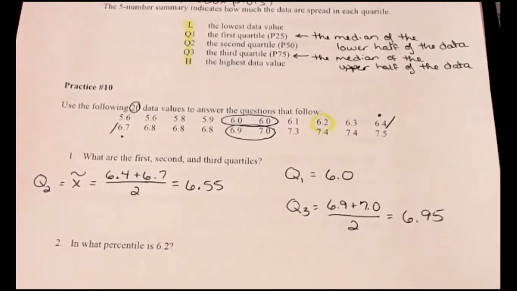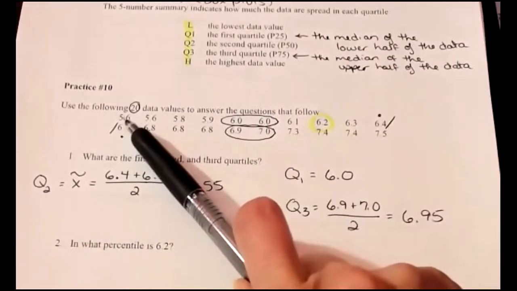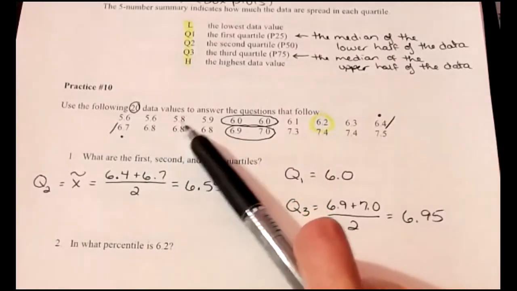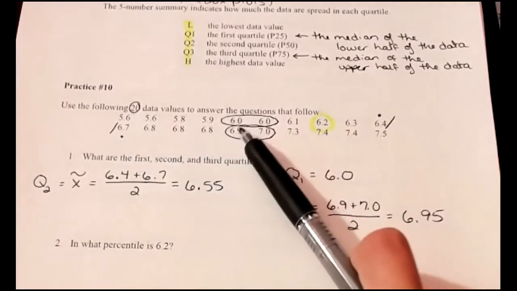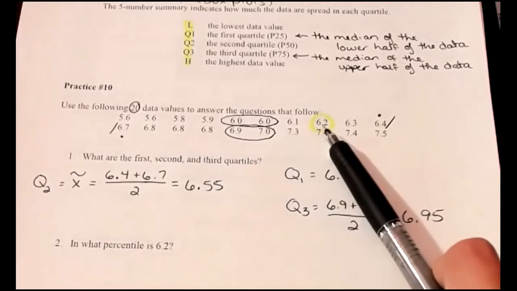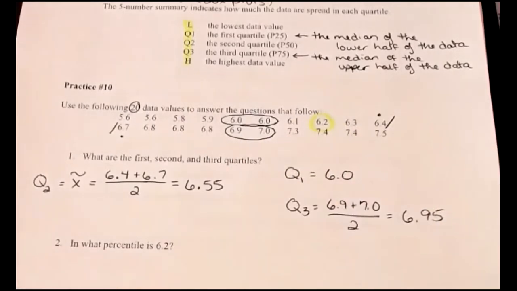The third? Repeat the third. Actually, let's count all of our data values, right? So we would say, okay, well, 5.6 is the first and the second, 5.8 is a third, 5.9 is a fourth, 6.0 is the fifth and the sixth, then seventh, then eighth. So 6.2 is the 8th data value out of 20, right? So I'm going to write something down.